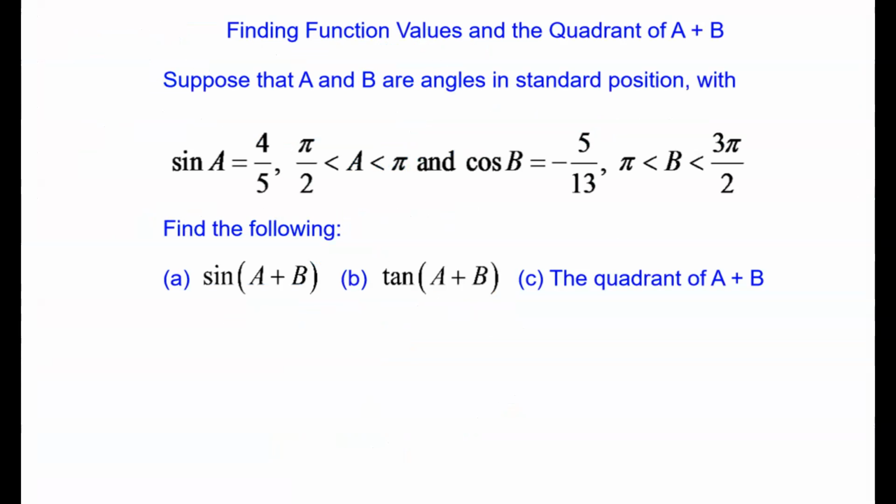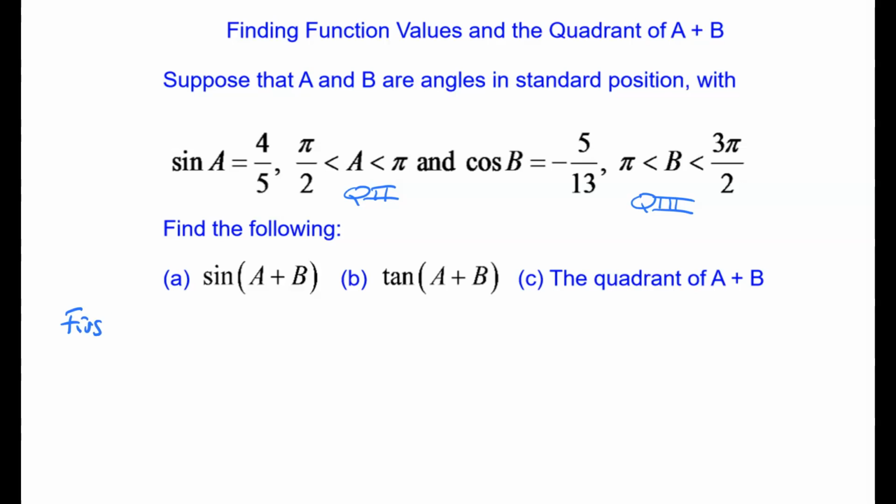In our final example, we're going to look at a problem that's on page 690 in our text. And we're going to be finding function values and the quadrant of a plus b. And we're told some information about a and b. The sine of a is 4/5, and a is in quadrant 2 because it's between pi over 2 and pi, so that's quadrant 2. And the cosine of b is negative 5/13, and b is between pi and 3 pi over 2, which puts it in quadrant 3.